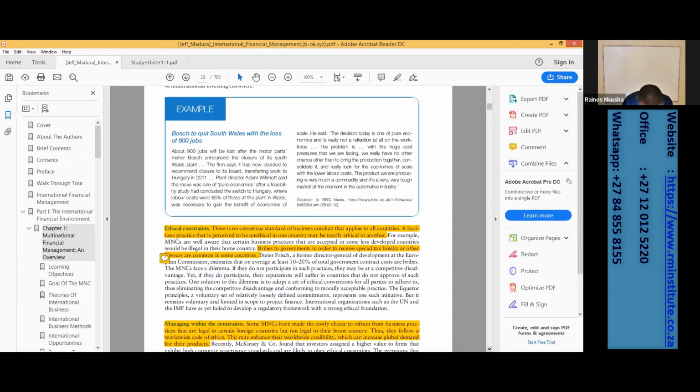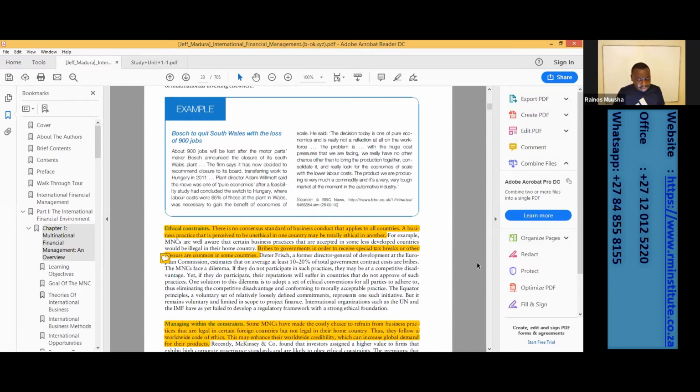In some less developed countries would be illegal in their home country. So bribes to governments in order to receive special tax breaks or other favors are common in some countries. So going back to the same issue of MTN as well, you would see where they were in trouble a couple of years ago, where they were bidding for a telecom contract in Iran, where an American-based company ended up taking MTN to court because they were being accused of bribing some of the officials to be able to win the contract as well.